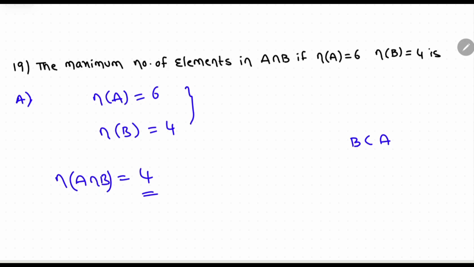If I take A and B as disjoint, there is no common element in A and B, therefore it will be equal to the null set. So the number of elements will be 0. We can write the value, that is 0.